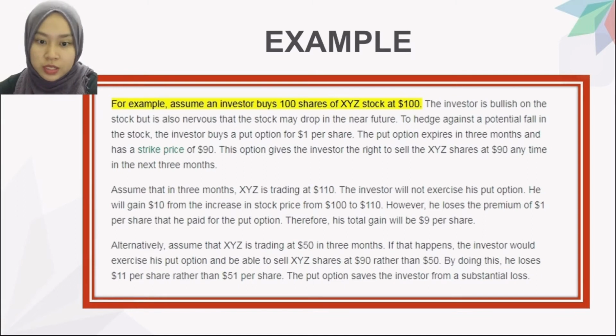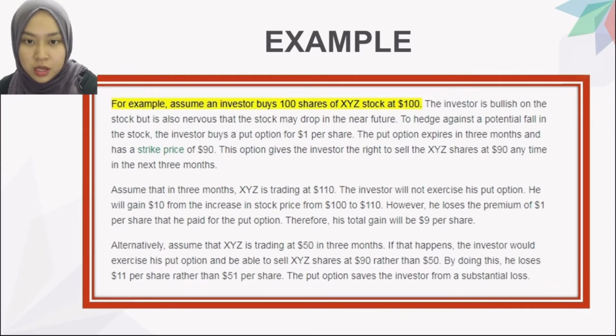So this option gives the investor the right to sell the XYZ shares at $90 at any time for the next 3 months. So assume that in the next 3 months XYZ is trading at $110. The investor will not exercise his put option, but he will gain $10 from the increase in the stock price from $100 to $110. However, he lost the premium of $1 per share that he paid for the put option. Therefore, his total gain will be $9 per share.